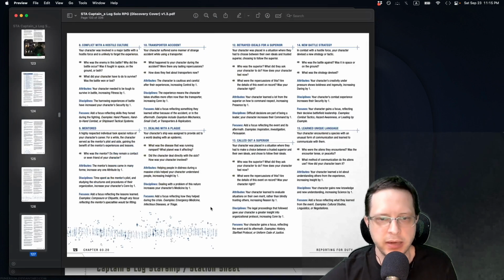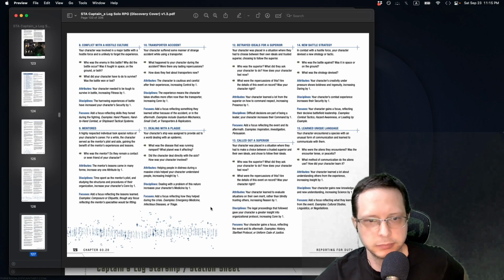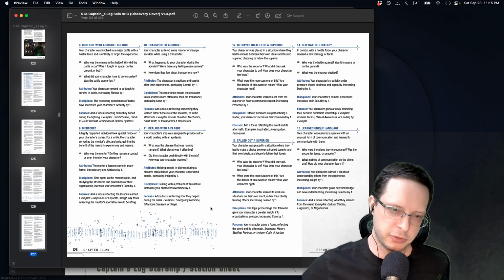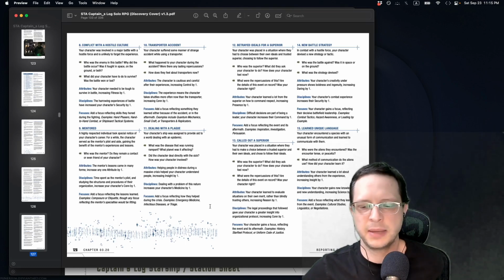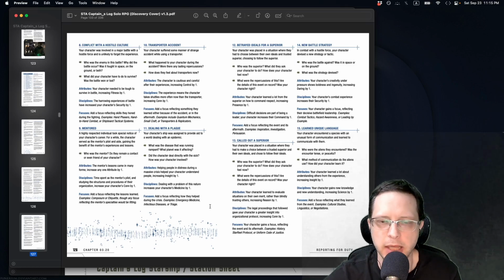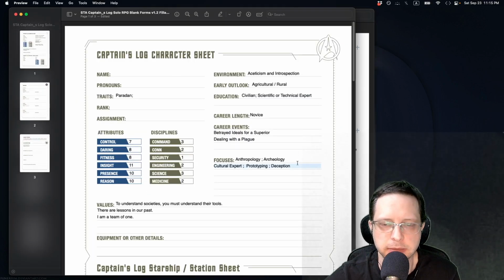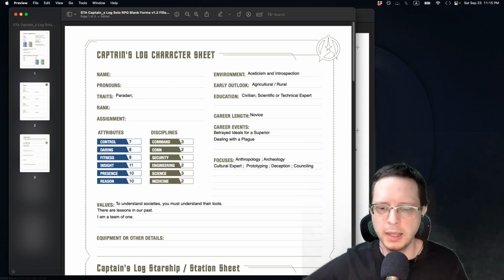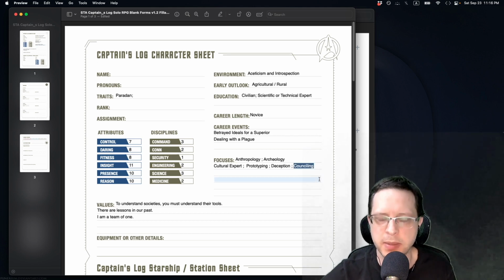And then, of course, we can gain a focus, probably related to how they helped out during the crisis. So we have emergency medicine, infectious diseases, or triage as examples. I'm thinking our character probably did not necessarily get directly involved. Maybe counseling? Therapy? I'm liking counseling. Yeah, or maybe psychology.